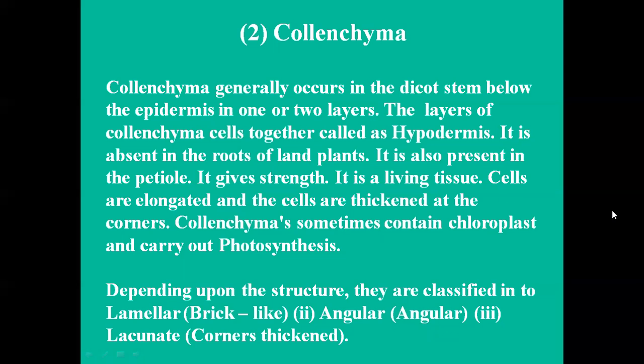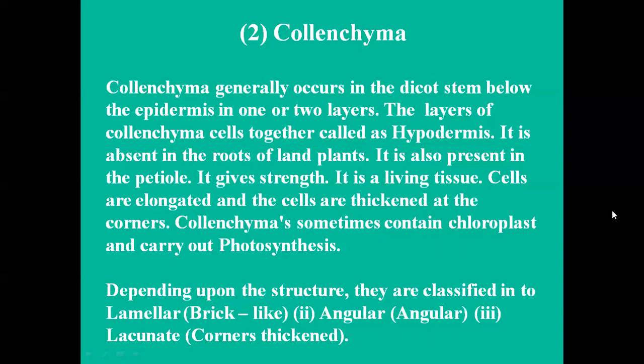Collenchyma. Collenchyma generally occurs in the dicot stem below the epidermis in one or two layers. The layers of collenchyma cells together called as hypodermis. It is absent in the roots of land plants. It is also present in the petiole. It gives strength. It is a living tissue.